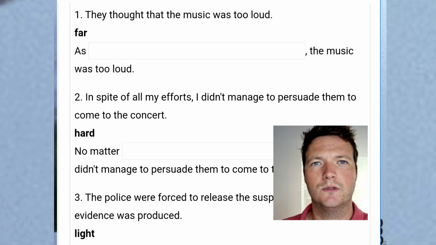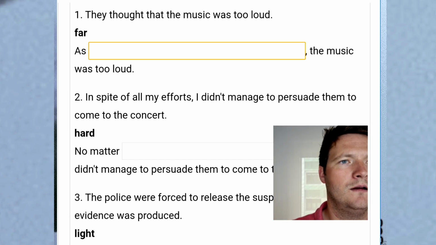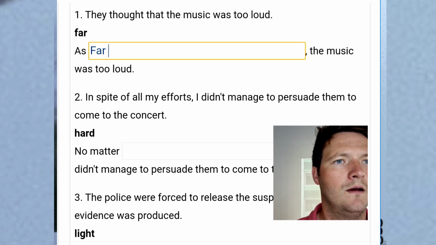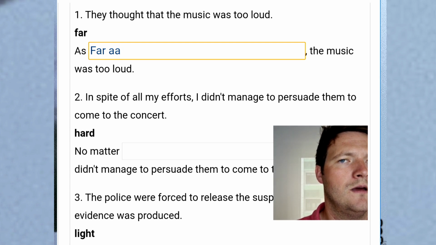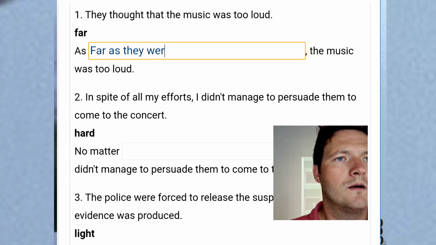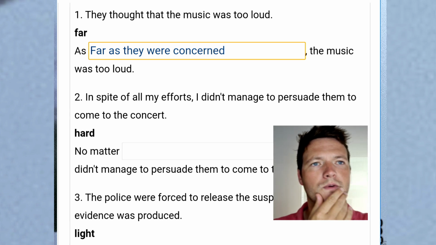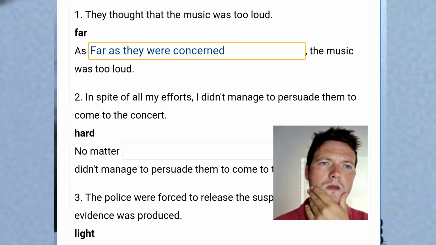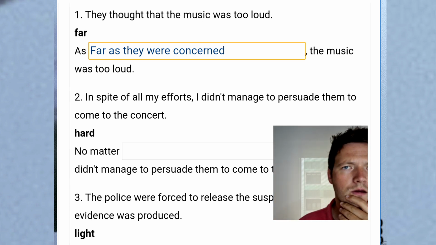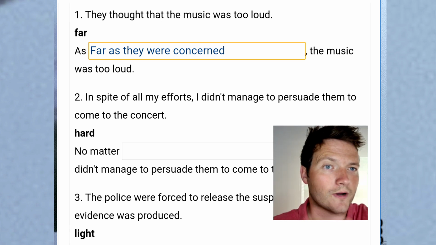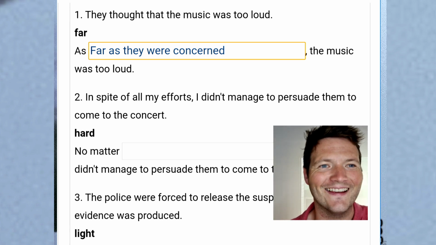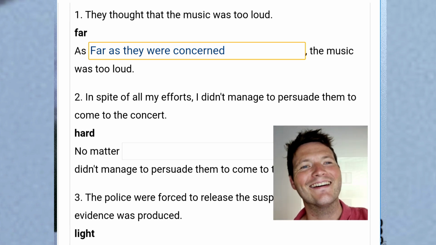Yeah, I think this one's easy. As far as they were concerned, the music was too loud. Yeah, that's correct. I don't know what the answers will say, but yeah.